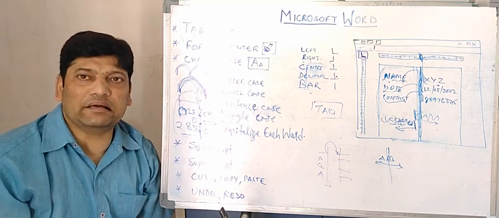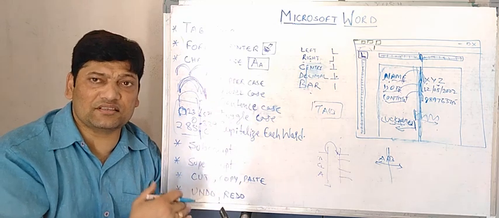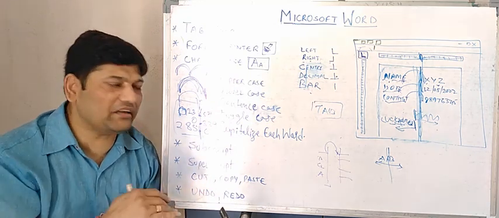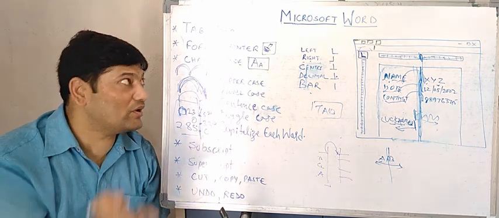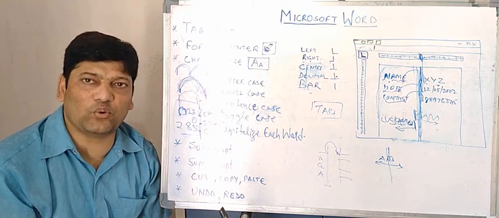We can create tab stops. When we create a tab stop, the previous function of the tab key changes. Earlier, when we pressed the tab key, it jumped by half an inch, but now once you create a tab stop, it works according to your requirement.